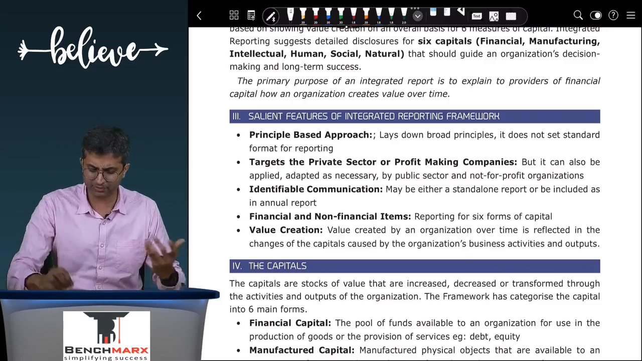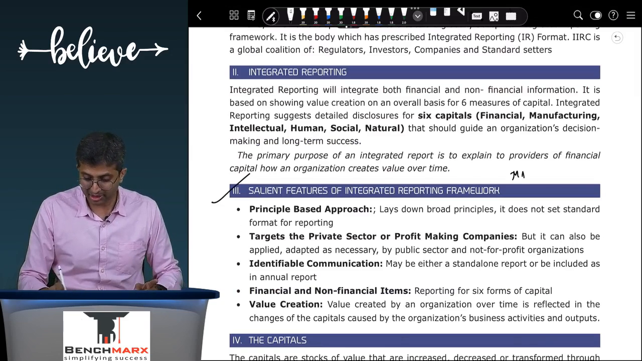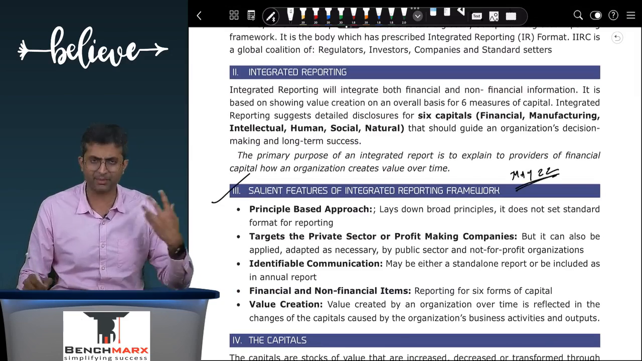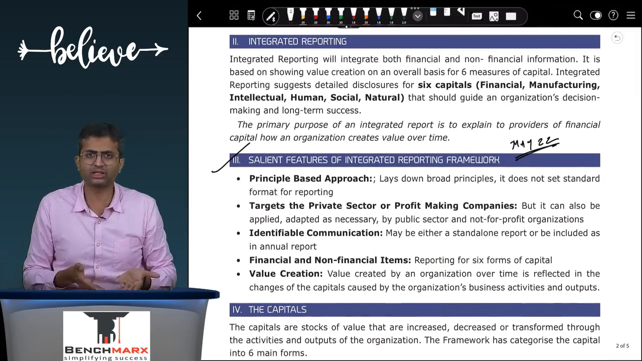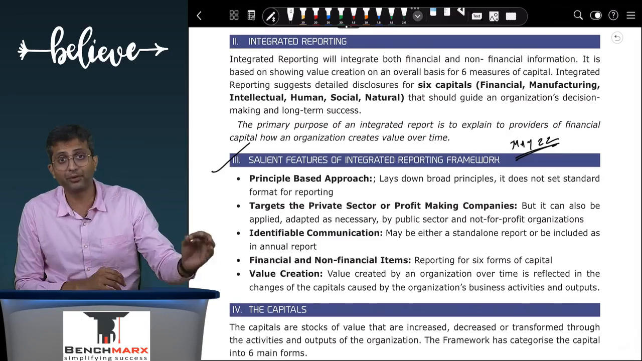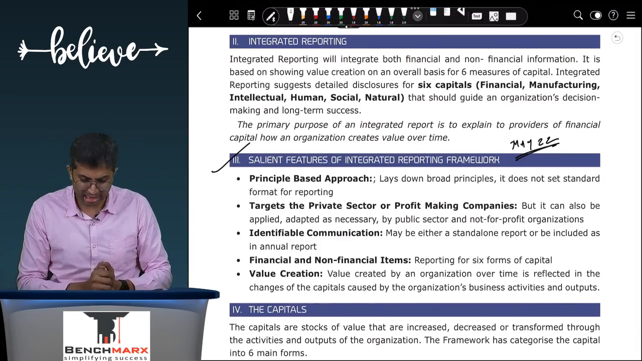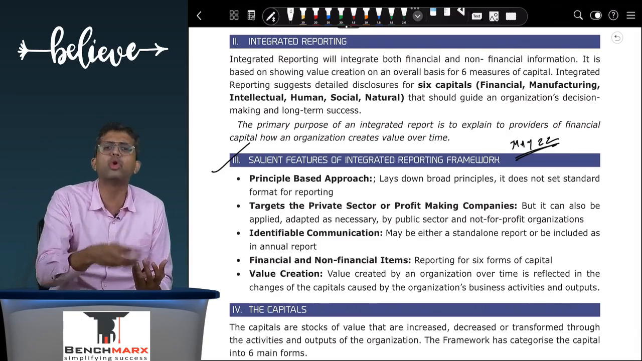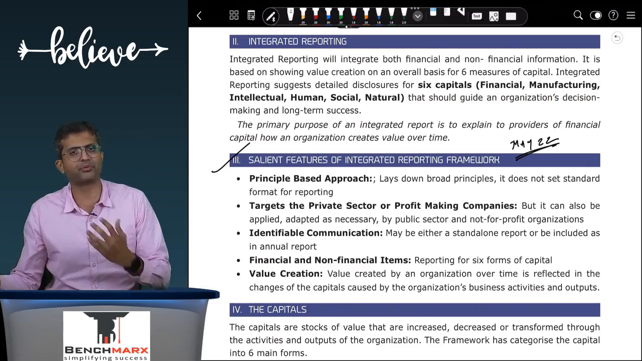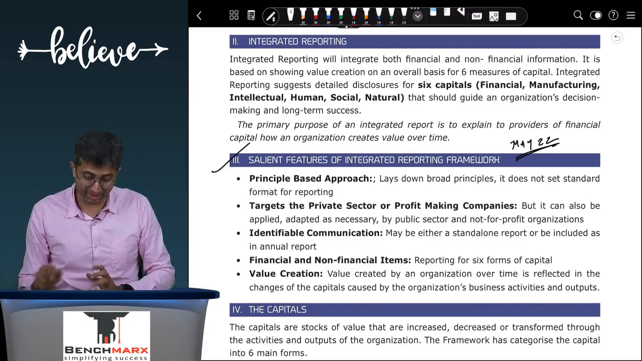So the salient principles of integrated reporting. This had come in the May 2022 exam. So what are the 5 salient features of integrated reporting? These are the 5 salient features in front of you. First, it's a principle based format, so there's no rigid format. Second, it targets largely the private sector, but it can also be molded and used by not-for-profit organizations, though it is largely focused towards the private sector.